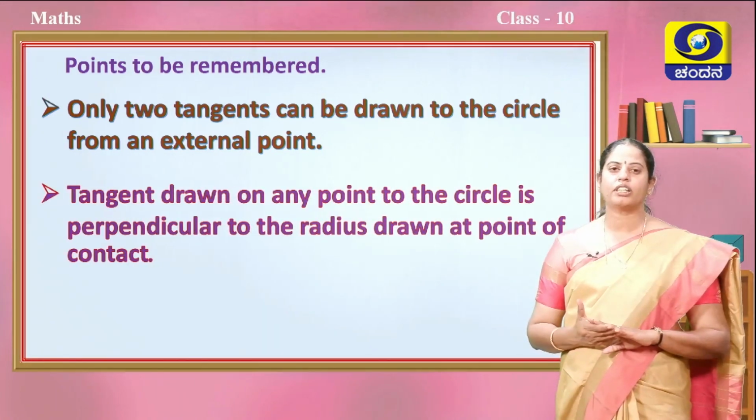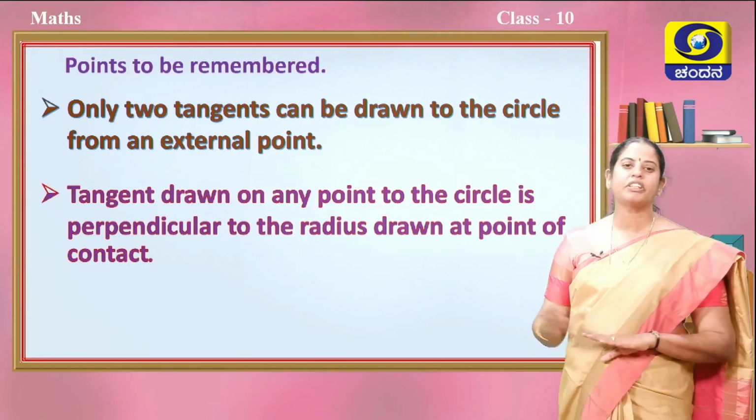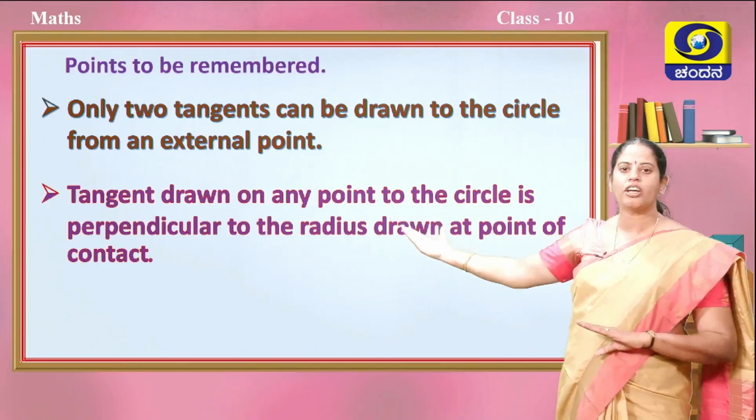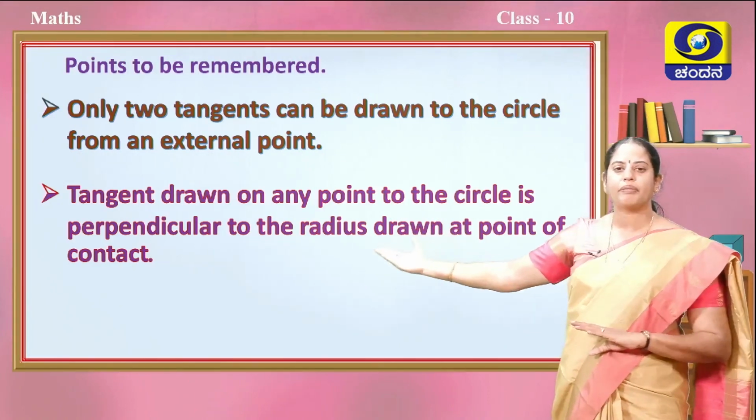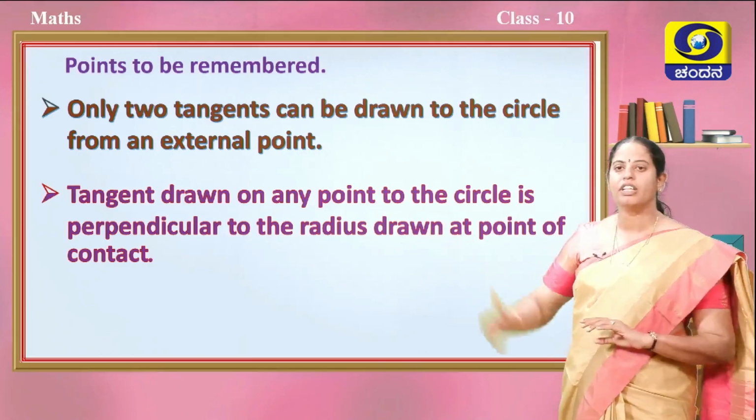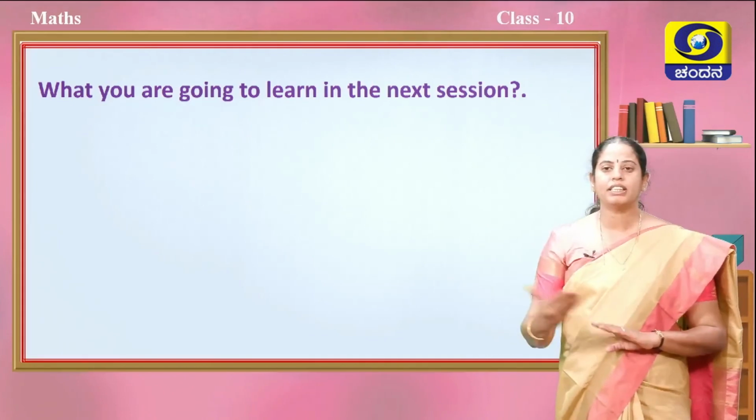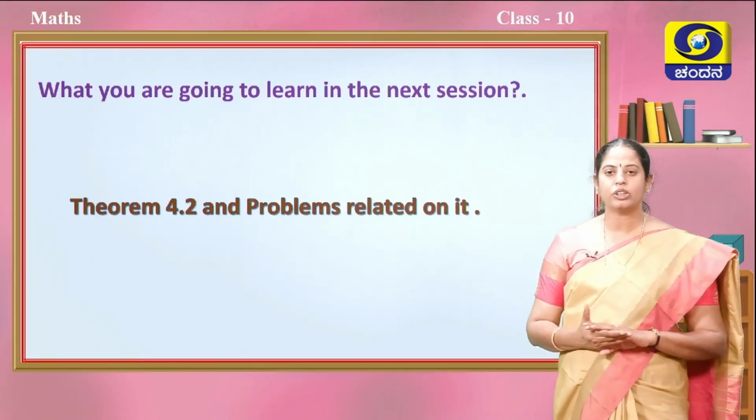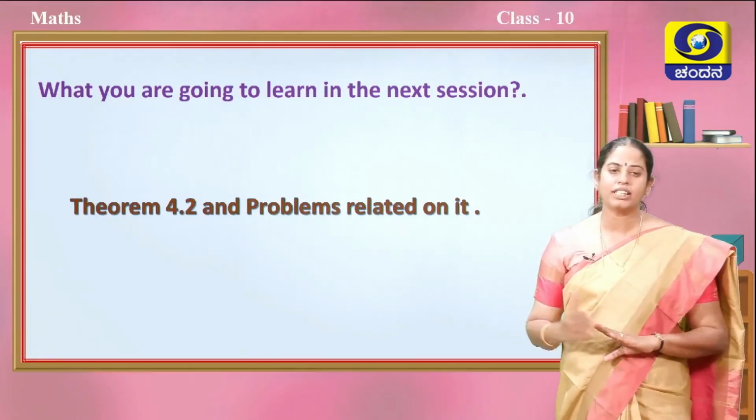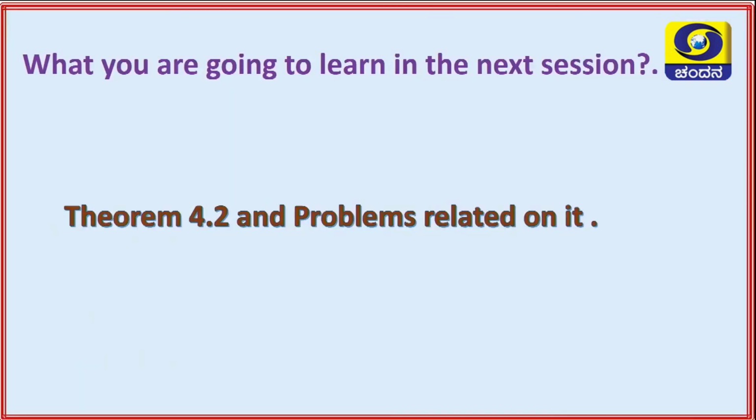And one more thing we have learnt is theorem 4.1. The statement of the theorem is like this: tangent drawn any point to the circle is perpendicular to the radius drawn at point of contact. This we have proved logically. What you are going to learn in the next session? You are going to learn one more important theorem, that is theorem 4.2 and problem related on it.